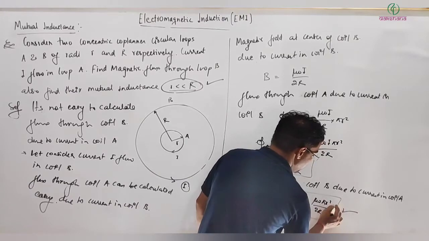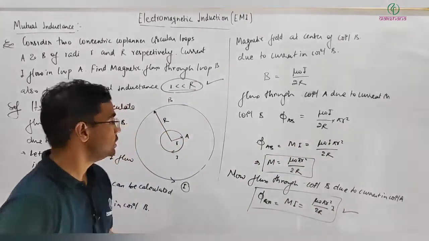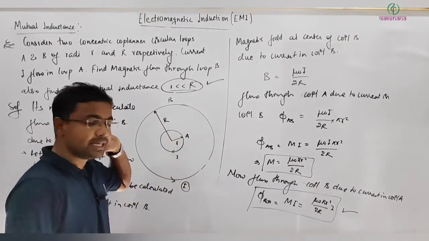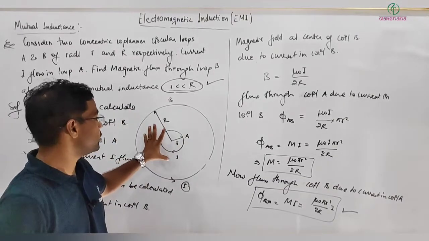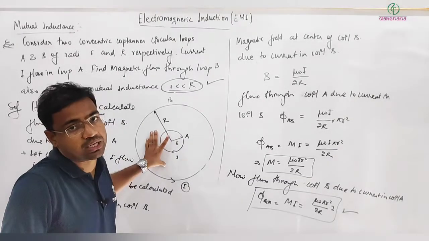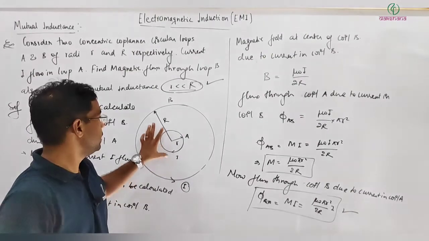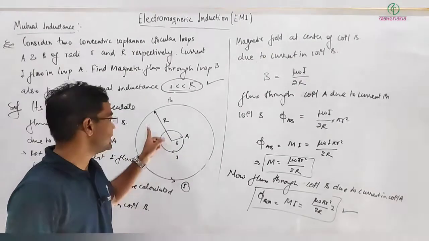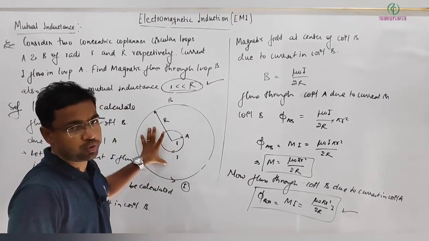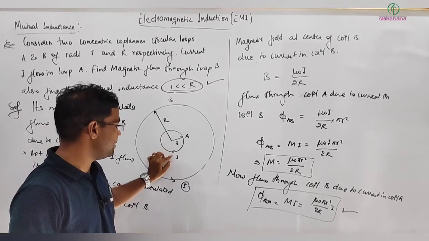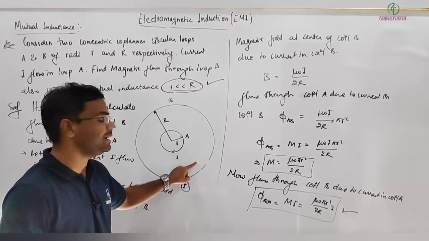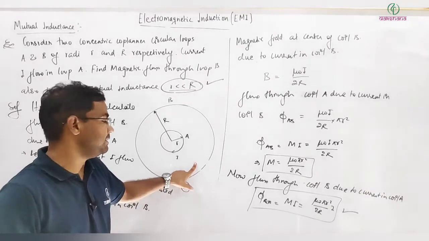So here you can see how easily we can get it. I hope this part is clear. The complexity is that if you go straightforward, then you will get stuck. It will be a difficult problem. It's given the current in this coil, asking for the flux through the bigger loop. And if you go straightforward, finding the magnetic field due to this current at different points will be a very complex process, difficult to calculate.